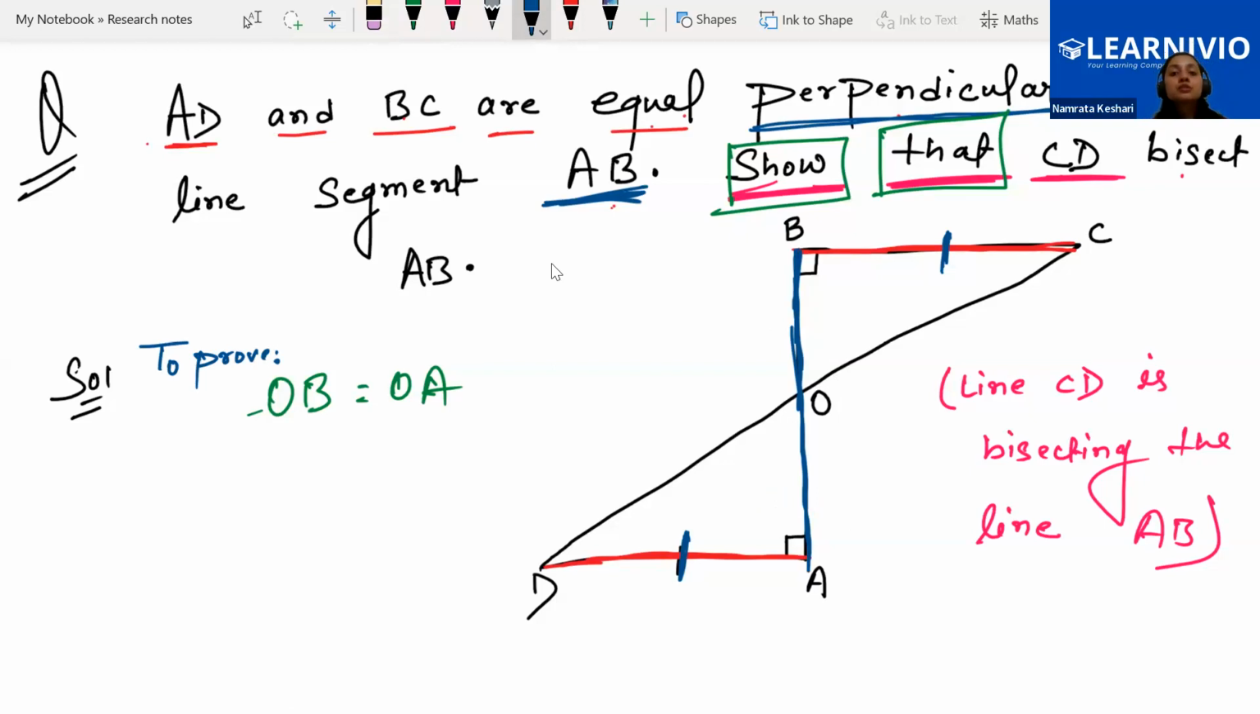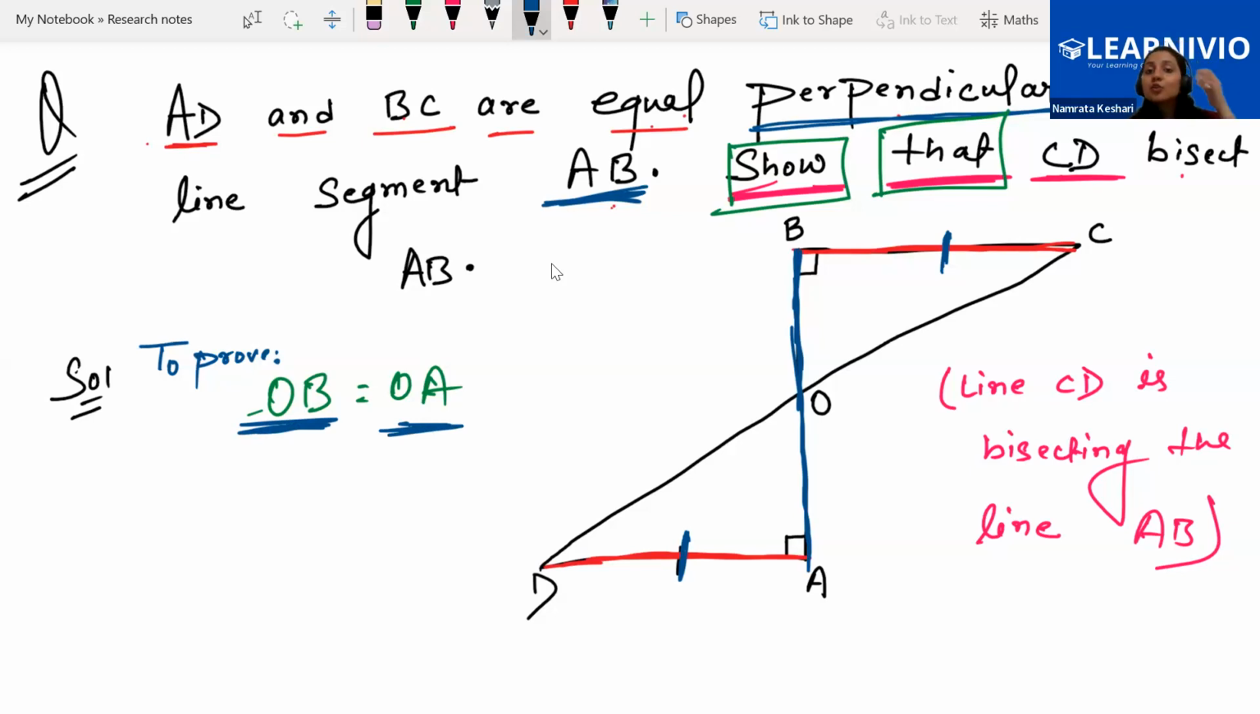First we will show two such triangles are congruent, and then we will say one of the triangles has the corresponding side OB and the other has OA. Both will be the same by CPCT. So to prove this, we will first prove two triangles congruent. Now the biggest question mark is which two triangles.